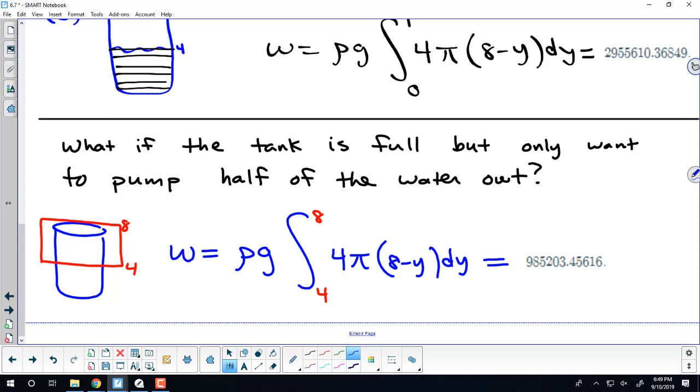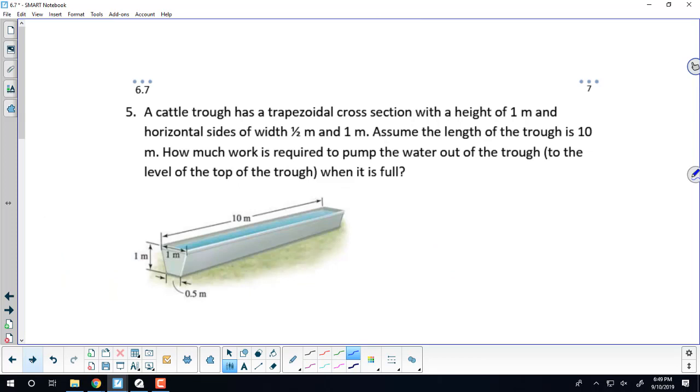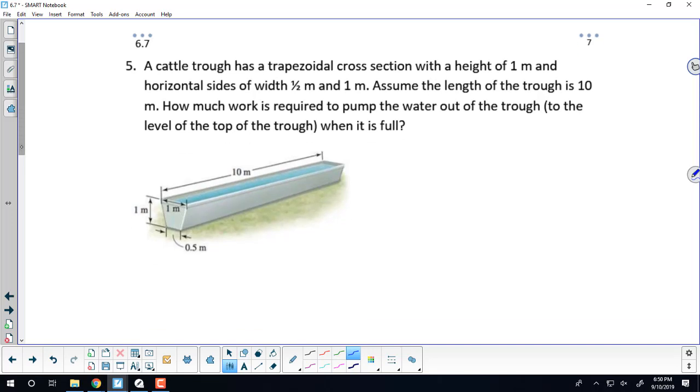So the next example, this one was just a basic introduction. In the next example we deal with a shape that varies throughout, and the cross sections are varying as opposed to being fixed circles of fixed radii. So we have this trough here, and we want to find the work required to pump the water out of the trough.